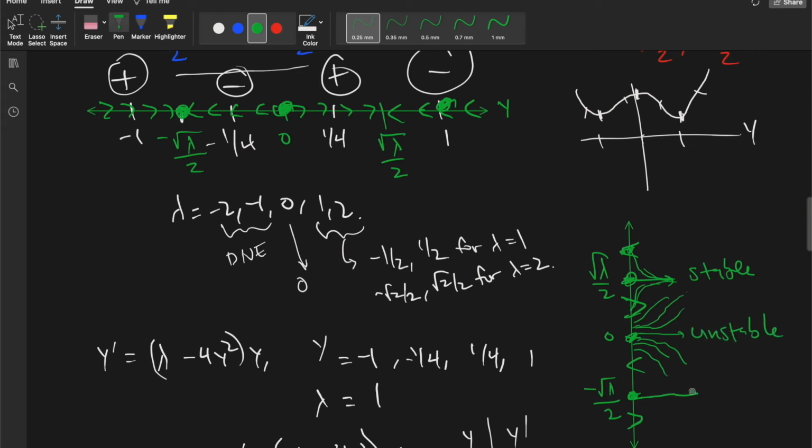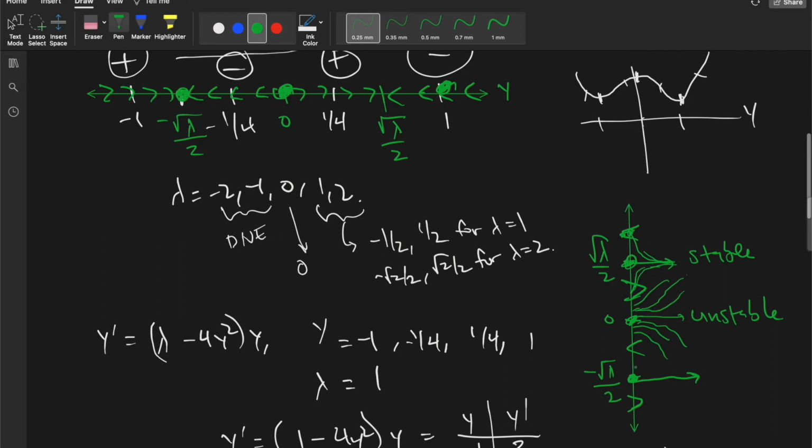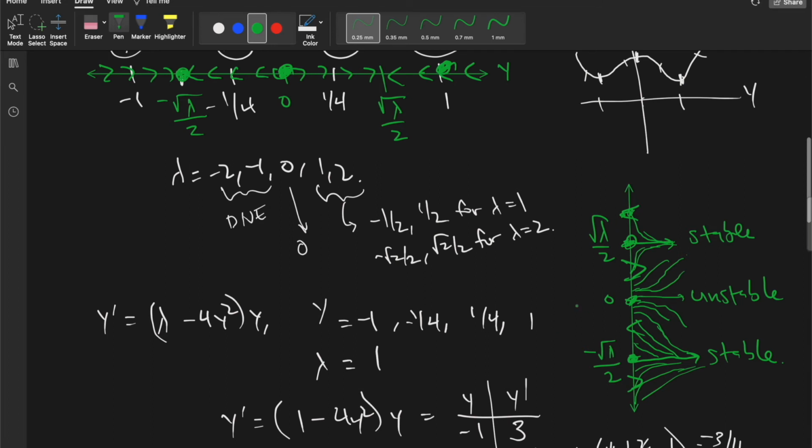And then similarly for this point, negative root lambda over 2, the points are decreasing, so it gets near it. And below that value, the points are increasing, which means that this one is also stable. So this is if our value for lambda is equal to 1 or 2.